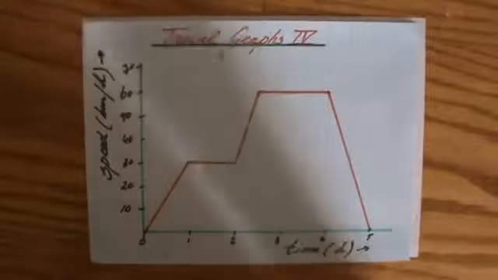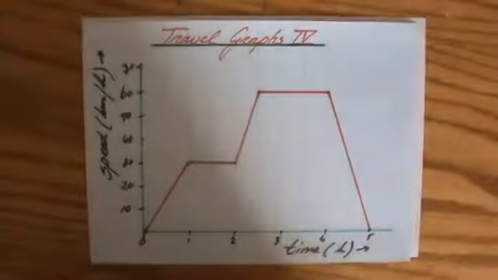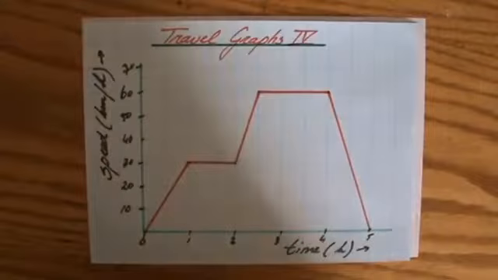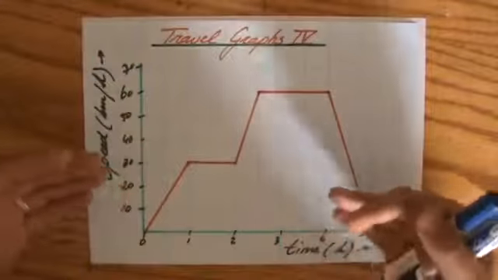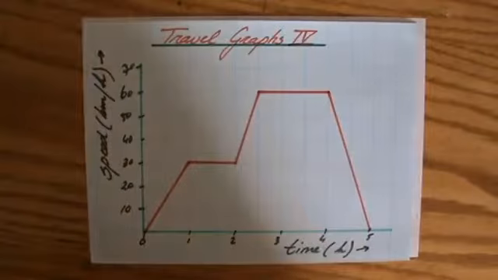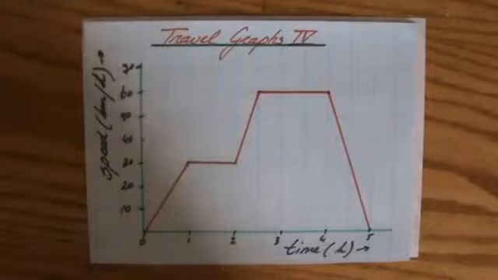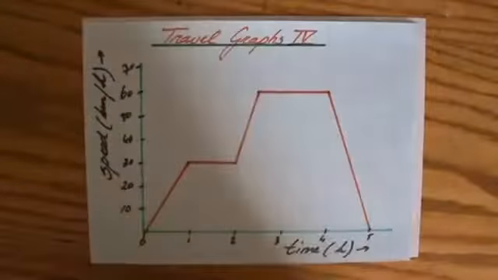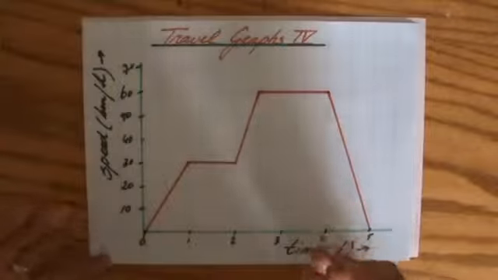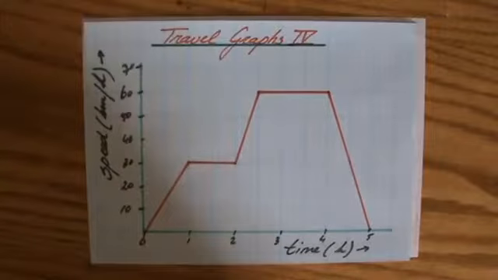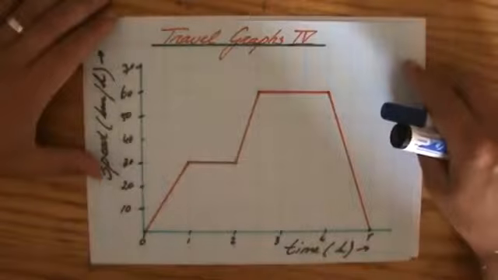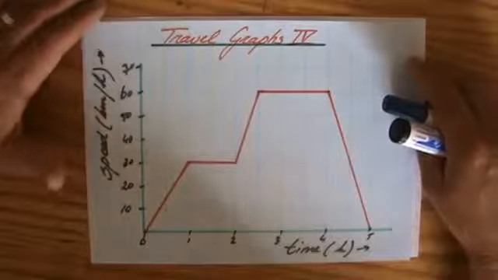Welcome to this last video about travel graphs, distance time, speed time graphs. I copied the same graph as my previous video, which is a speed time graph. Because now the question is, what is the distance that this vehicle elapsed during its journey? That is the type of question you can expect on maths exams. So what is the distance?